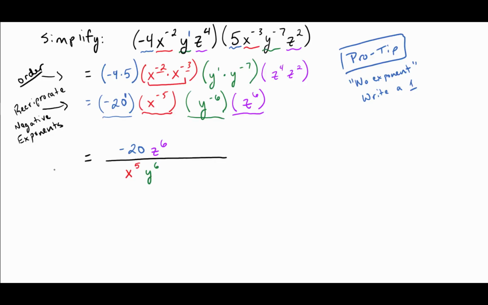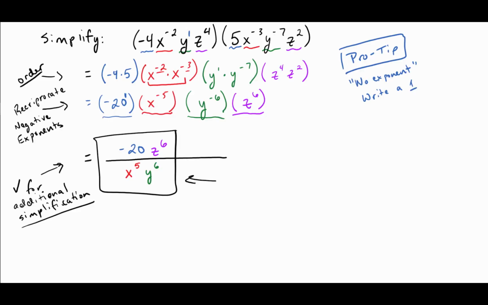Now, the last thing is to check for any additional simplification. In this case, there aren't any of the same variables on the top and bottom, and there are no integers on the top and bottom, so I am done. This is simplified. This is definitely not the only way to do this. In fact, once you get comfortable with this, you'll likely go from this step right down to this step. But this is a drawn out method, not skipping any steps, really making sure we're careful, that'll work 100% of the time.